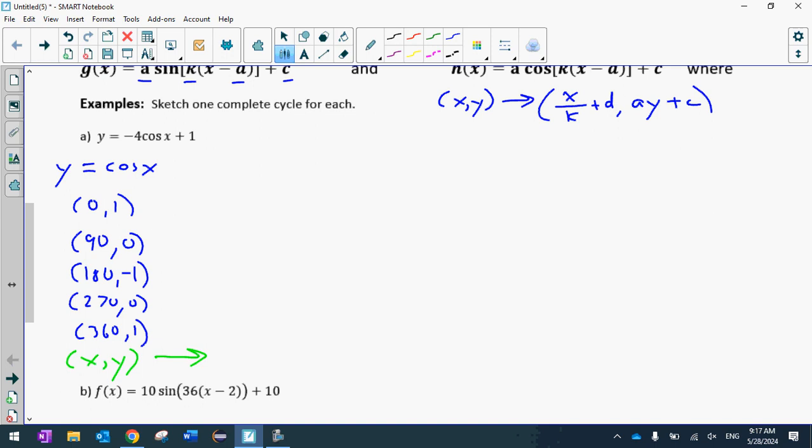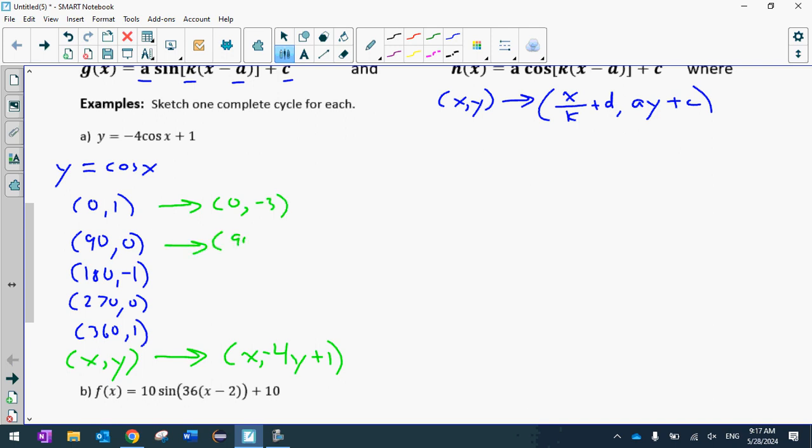Notice the x values, they're not actually going to change at all. It's just the y value. We're going to multiply them by -4, and then we're going to add 1. Okay? So this will be still 0. This is a nice easy one to start with. -4 plus 1 is -3.